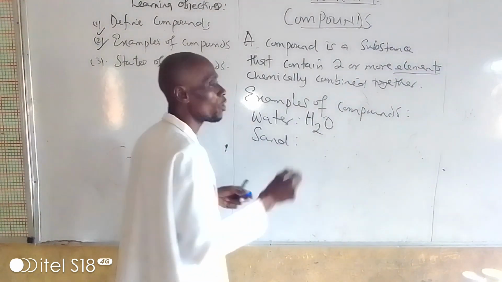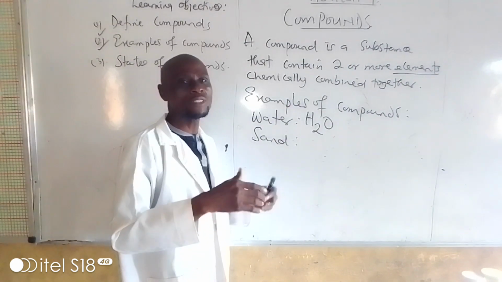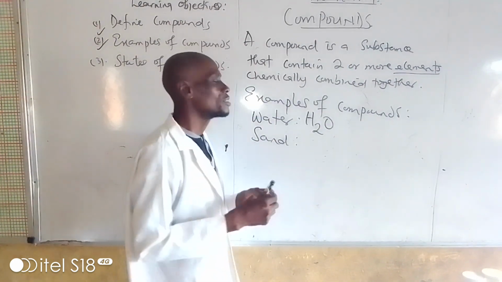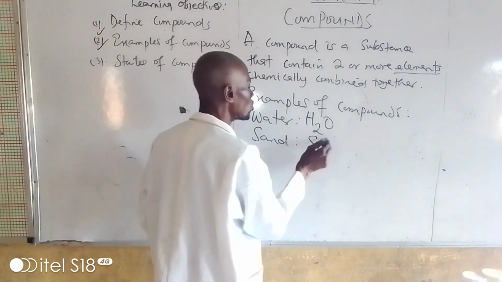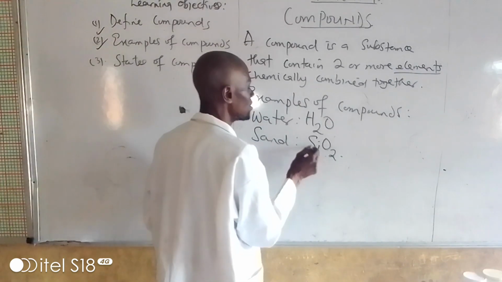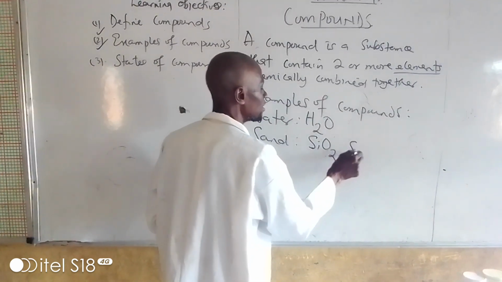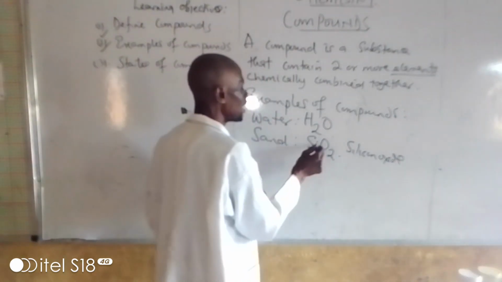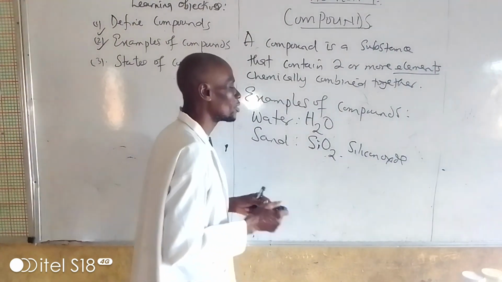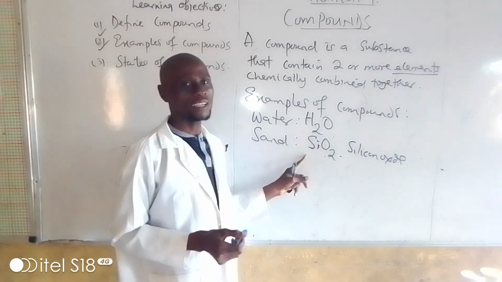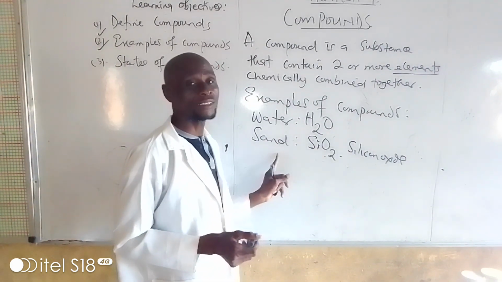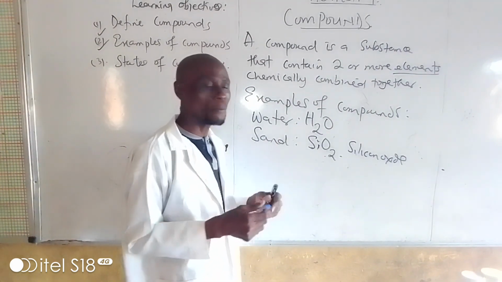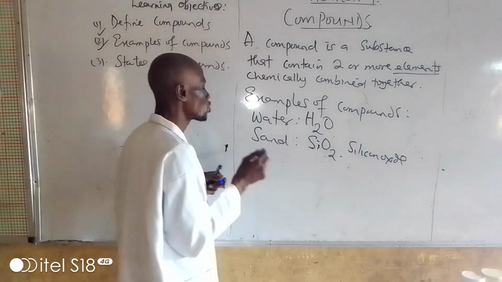Another example of compound is sand. Why do we say sand is an example of compound? Sand is SiO2, silicon oxide. Silicon's symbol is Si. Sand is SiO2, silicon oxide. That's the formula of sand. Sand is a compound. Another we have is soap.